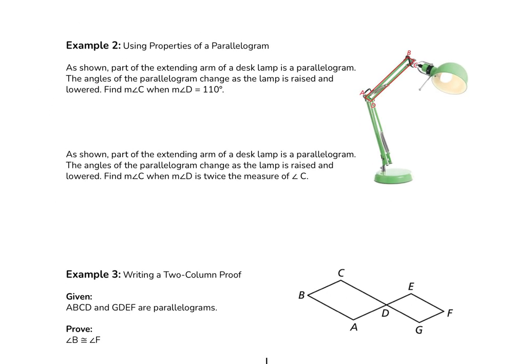Okay, this one, we're using the parallelogram properties to kind of come up with an idea of what's going on. It's kind of hard to see the picture, especially since yours is black and white, but we're talking about this parallelogram right here that's in red. It's the arm of that lamp that we got. If you needed to, you could redraw the picture.